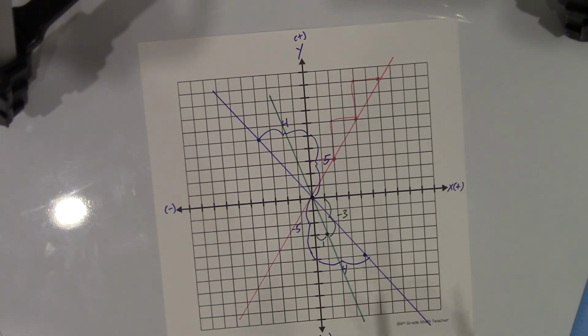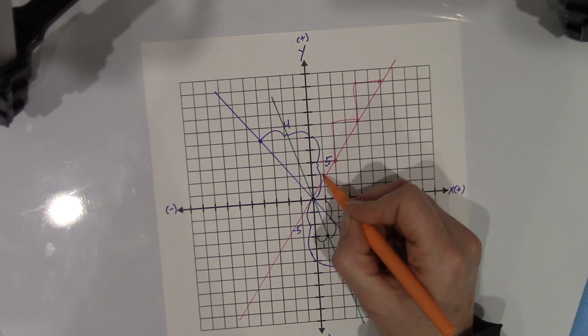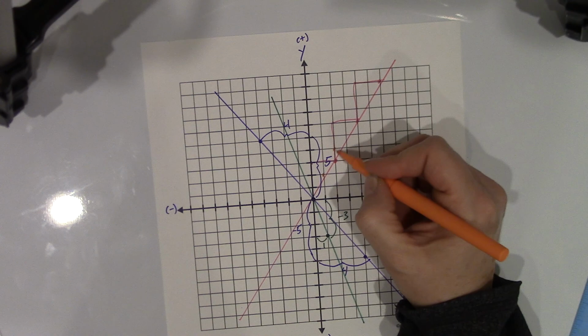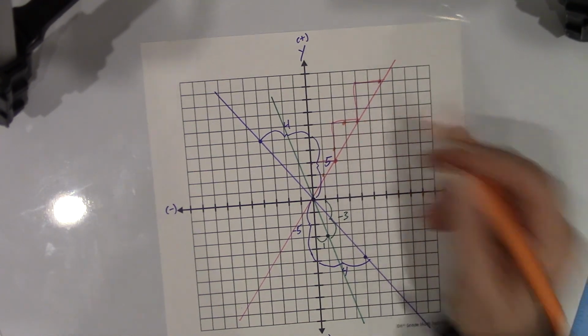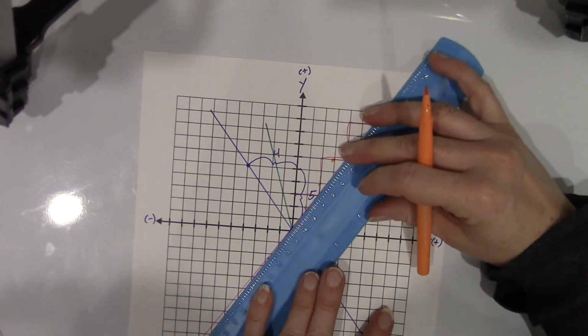Okay? So y equals 2x, I start in the middle. I had a rise of 2, a run of 1, a rise of 2, a run of 1. All my graphs are starting to go on top of each other here. That means it's time to stop.